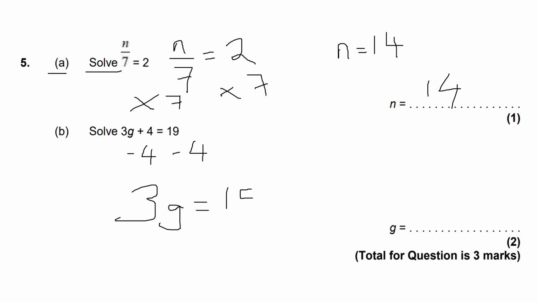I don't want 3g here, I just want g. So I'm going to divide by 3 on both sides. When I do that, guys, we get g equals 15 divided by 3. So 15 over 3, 15 thirds, we get g is equal to 5. And that, guys, is my final answer.